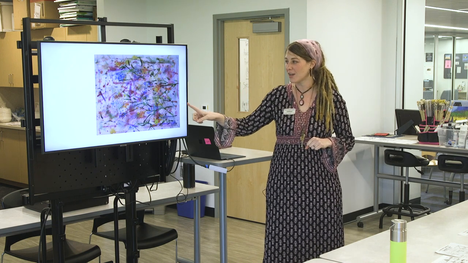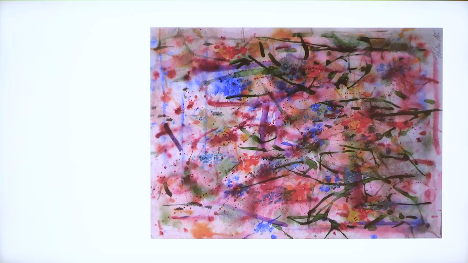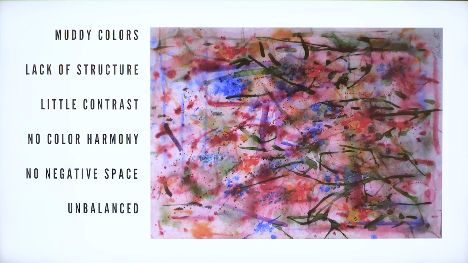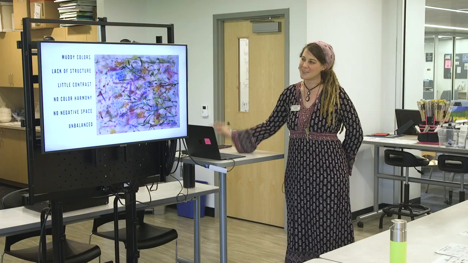Something else that's very important here is that the colors are muddy. This person did not use the right kind of paper. They picked up old colors. They didn't let things dry properly. It's just a mess. They tried to use all of the colors in their paint box. Anything else? There's no negative space. I think we got all of them. Muddy colors, lack of structure, little contrast. Yeah, that's the other thing. There's very little contrast going on here. No color harmony, no negative space, and it's unbalanced.